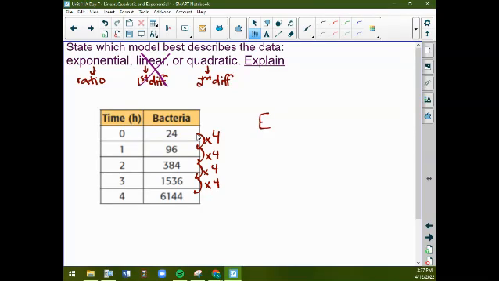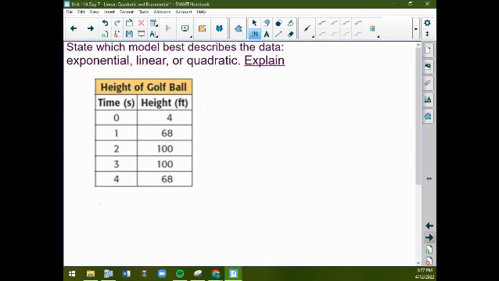So this must be an exponential because it has a common ratio. Okay? So another one, this time I've got a golf ball and its height. Okay? Let's look to see if there's a first difference. Well, I can see right off the bat that there's not a first difference because from 4 to 68 is 64, and then 68 plus 64 is not 100. Okay?